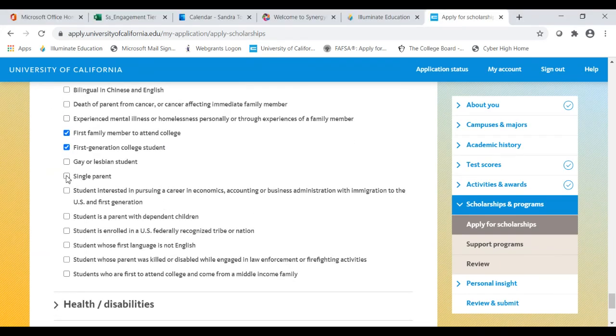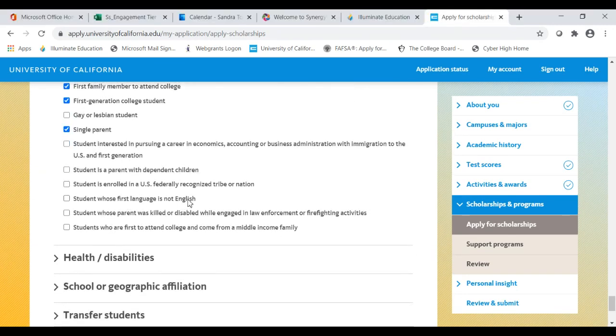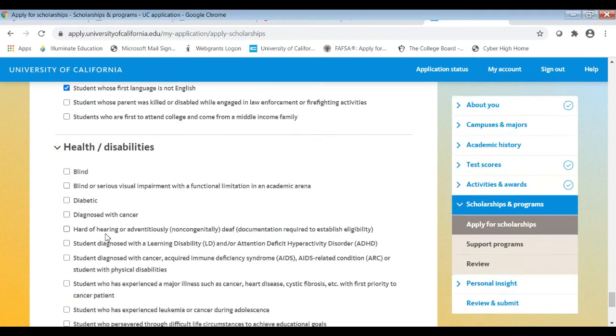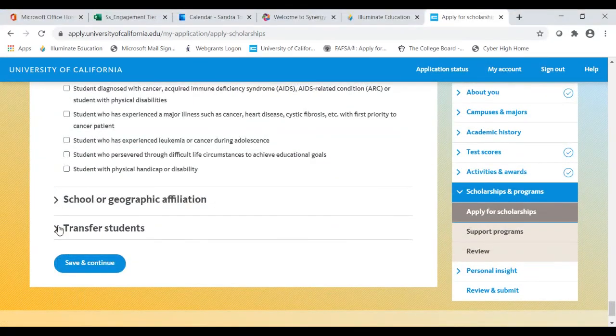And my parents are divorced, or my father passed away, or whatever the situation may be. Students whose first language is not English. Yep, that's me. My first language was Spanish. So again, go through all of these. Okay, click as many as you can.